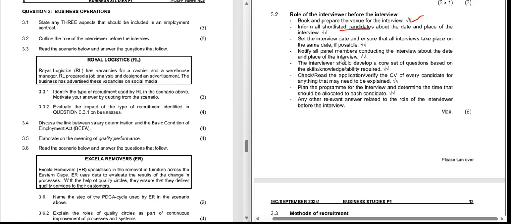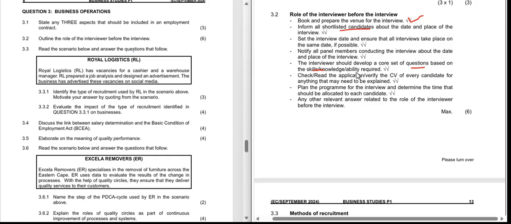Notify all panel members. So panel members, these are people who are going to be part of the interview, who will also participate or maybe ask questions there, because normally interviews are not done by one person, but there is always one person who's going to prepare everything, the set of questions, the venue, and everything. So this person will inform other panel members that are conducting the interview about the date and the place of the interview. The interviewer should also develop a core set of questions based on skills, knowledge, ability required.